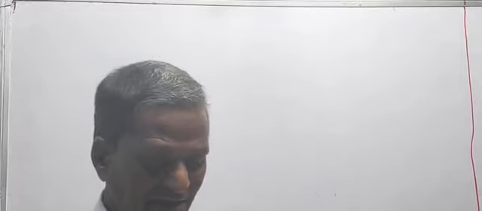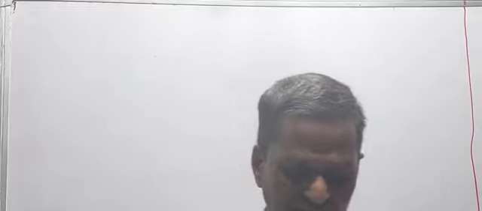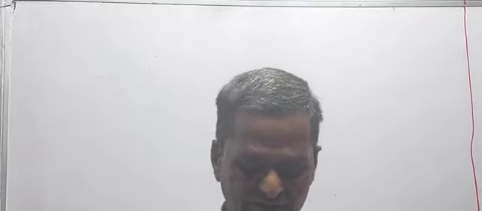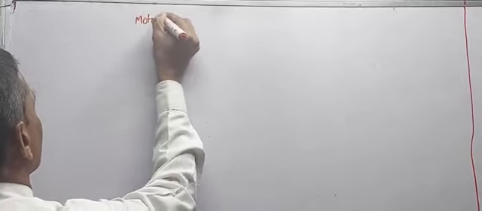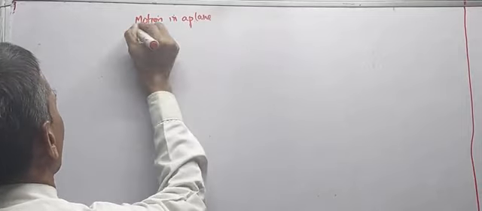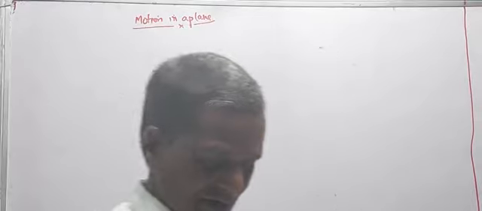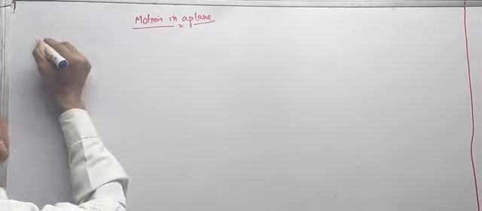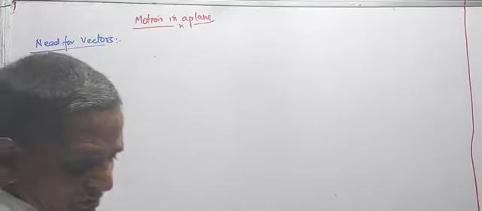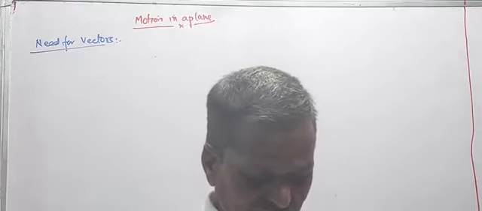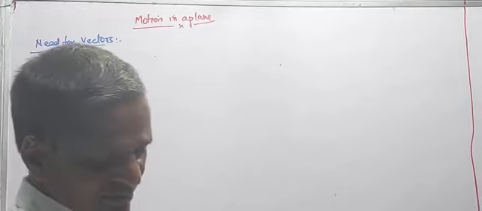इस वीडियो में हम मोशन इन ए प्लेन के बारे में अध्ययन करेंगे। और मेरी पहली हेडिंग है नीड फॉर वेक्टर्स। वेक्टर की ज़रूरत क्यों होती है, और व्हाट आर द स्केलर्स एंड वेक्टर क्वांटिटीज। तो हमारा चैप्टर है मोशन इन ए प्लेन। नीड फॉर वेक्टर्स। In one-dimensional motion, only two directions are possible.